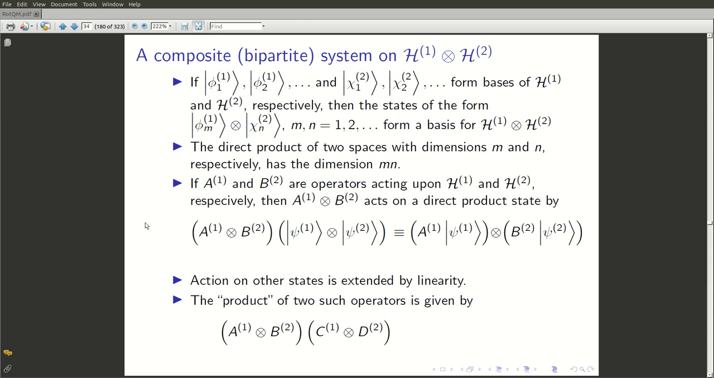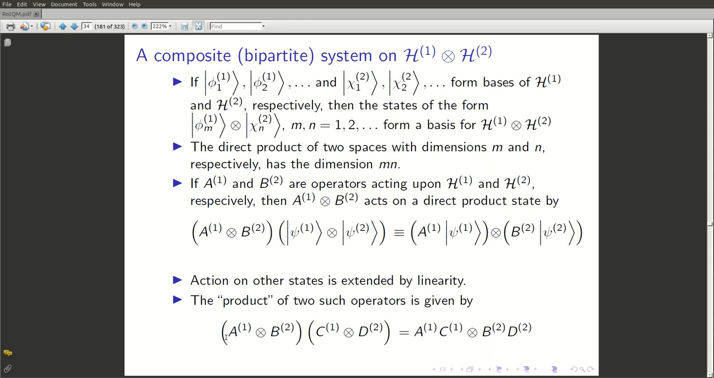So here, we know C1 cross D2 will act on a direct product state by C1 acting on the first piece, D2 acting on the second, and A1 cross B2 will act on that by A1 acting on the now first piece, which is actually C1 acting on the first piece. So A1 C1 acting on the very first piece, and B2 D2 acting on the second piece. Since this works for all direct product vectors, this is the result you actually get. It's again pretty easy to remember. Operators which act on the first space get composed together, operators which act on the second space get composed together.